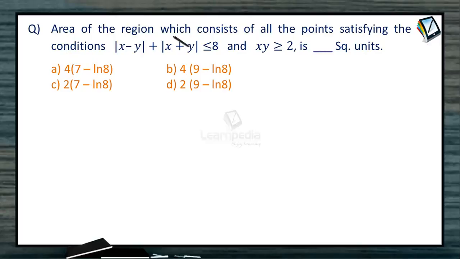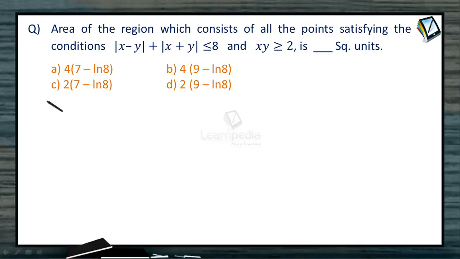The area of the region which consists of all the points satisfying two inequalities is to be found. One is |x − y| + |x + y| ≤ 8, and another one is xy ≥ 2. First we need to identify the region bounded by the two independent graphs given, and once we identify the region, it's very easy to calculate the area.